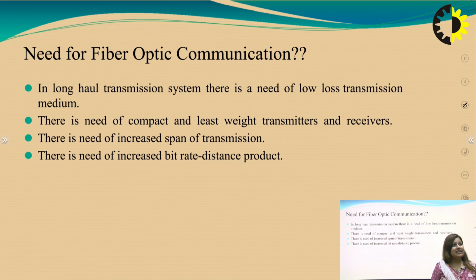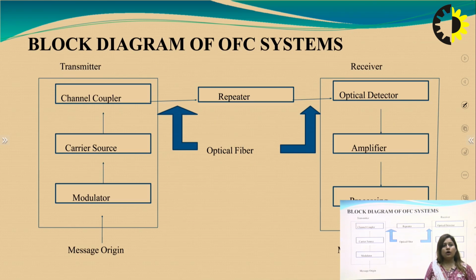So basically with the coaxial cable, these needs will not be satisfied. So with the help of the fiber optic communication, we can easily have a low transmission loss medium. We can easily have less weight and compact transmitters and receivers. We can easily have an increased span of transmission and also a bit rate distance product, which is usually increased in case of fiber optic communication.